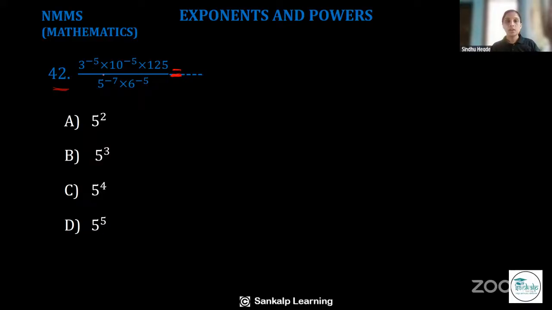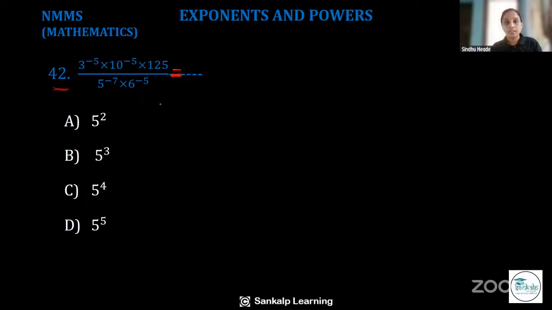Let us see question number 42 of the chapter Exponents and Powers. 3 raised to minus 5 into 10 raised to minus 5 into 125 divided by 5 raised to minus 7 into 6 raised to minus 5 is equal to dash. Option A 5 square, option B 5 cube, option C 5 raised to 4, option D 5 raised to 5.